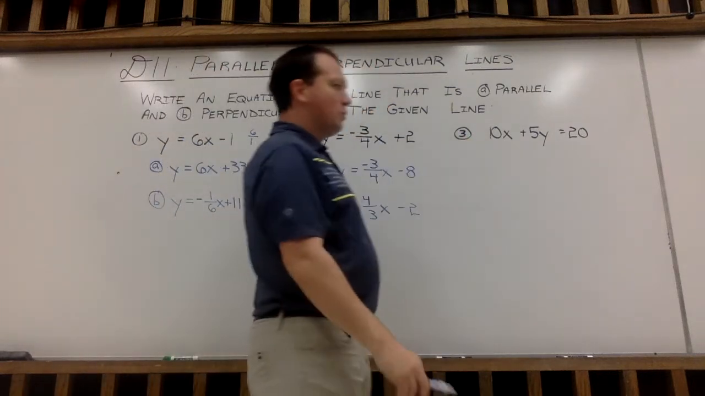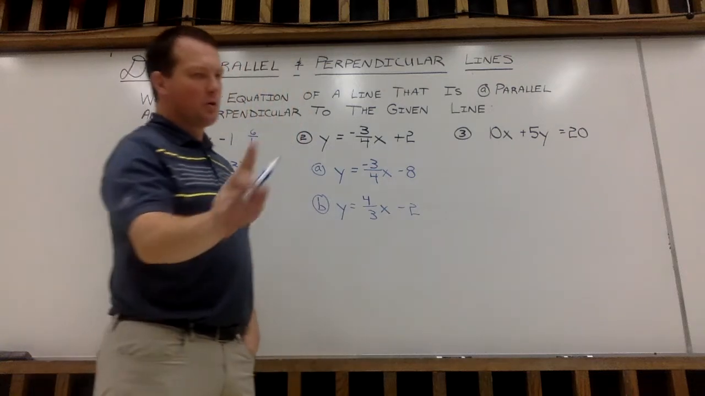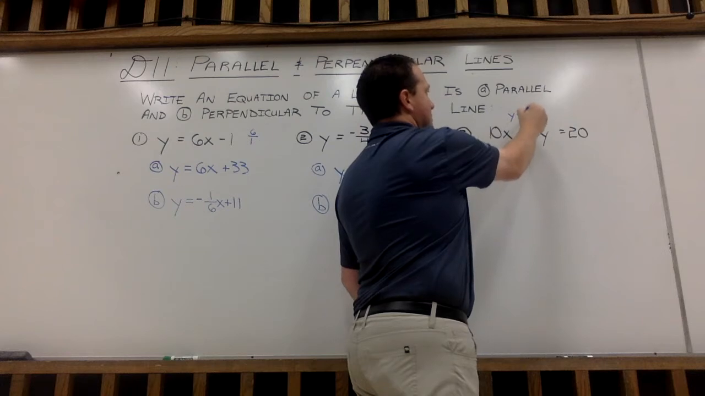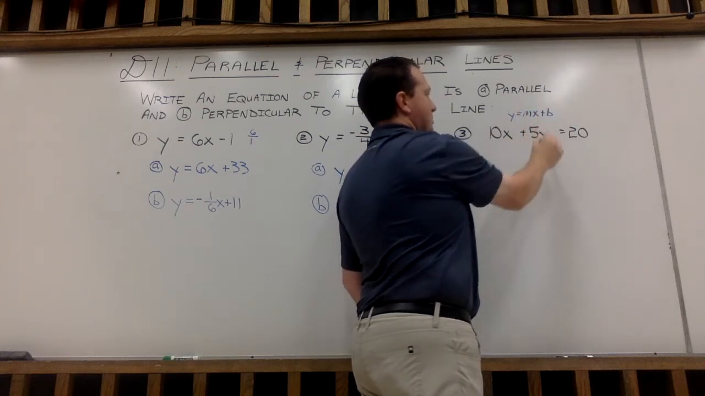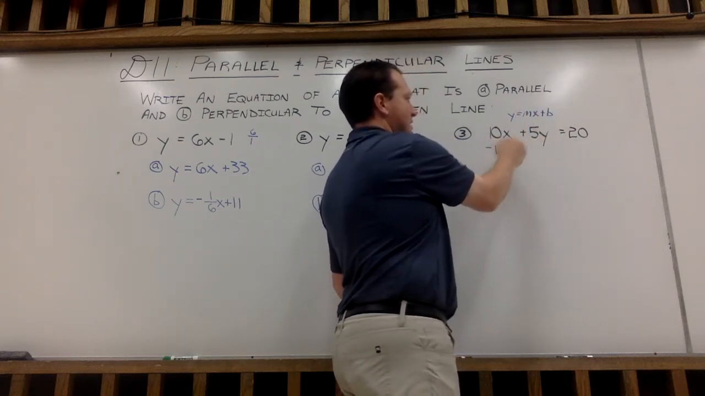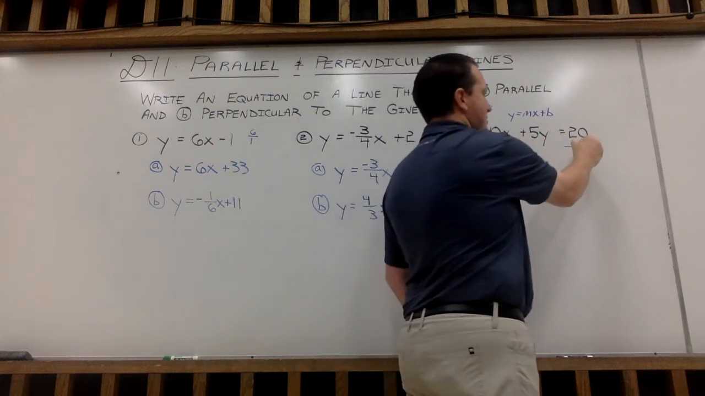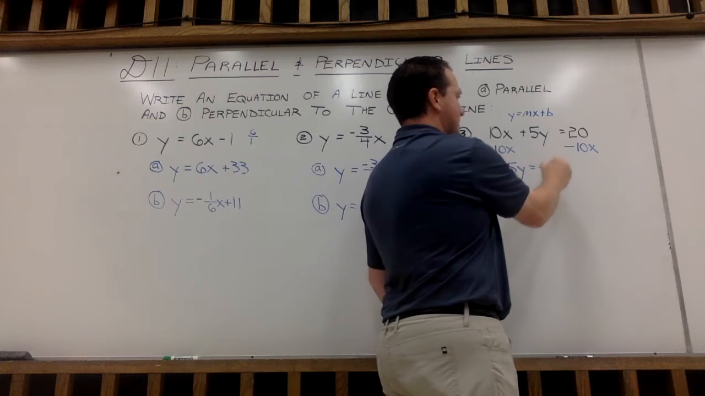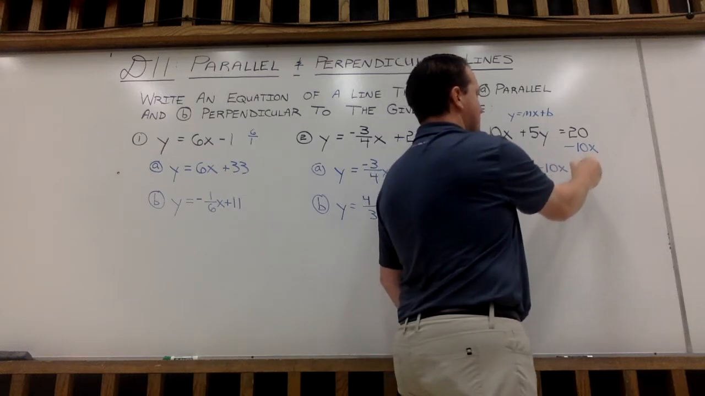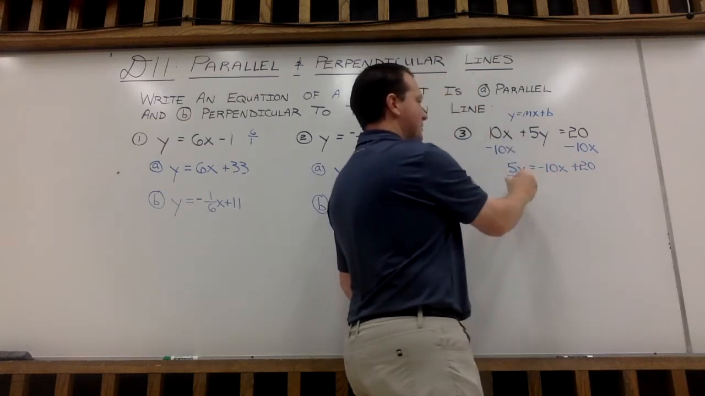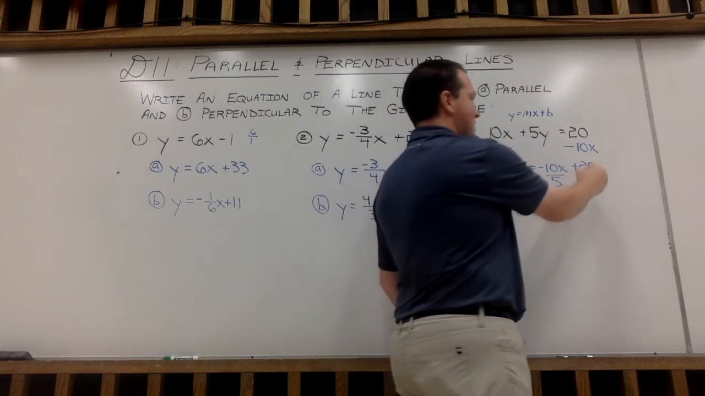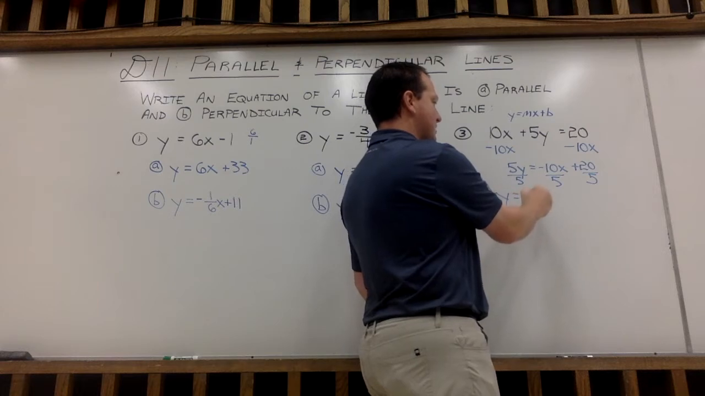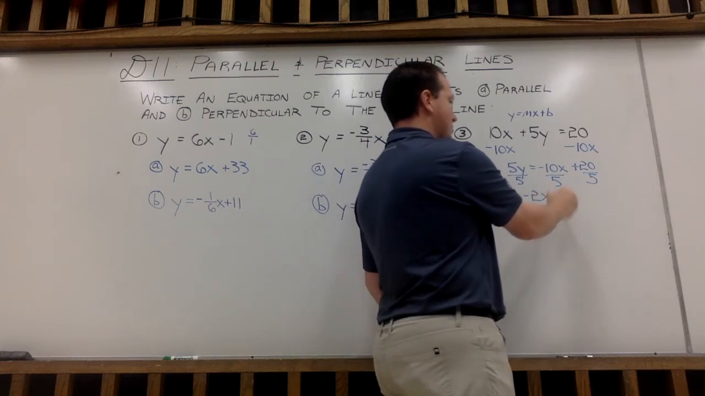All right, 3, we got to do a little surgery here. First, we need to get this equation in y equals mx plus b form. I'm going to get y by itself, first subtracting 10x from both sides. So I've got 5y equals negative 10x plus 20. And then I'll finally divide all terms, both sides, by 5, and have y equals negative 2x plus 4.